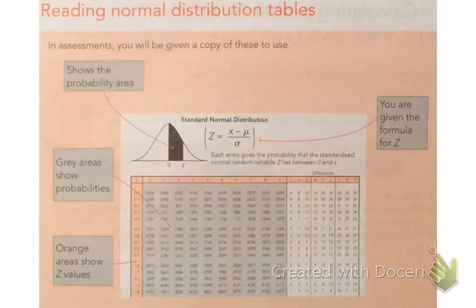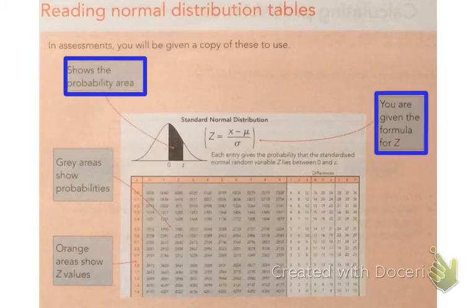So if we start one bit at a time, first of all let's start by looking at the graph itself. So at the top of the table it's going to give us this graph, and that graph has a black area shaded in. The area that's shaded in represents the probability that we're trying to find. We've also been given the formula for z. As you can see, z equals x minus mu over sigma, so that's always going to be stated there to remind us if we need it.